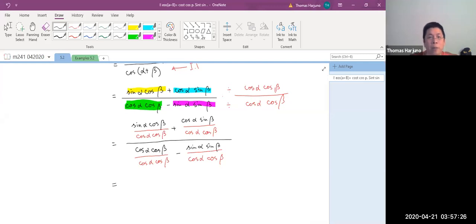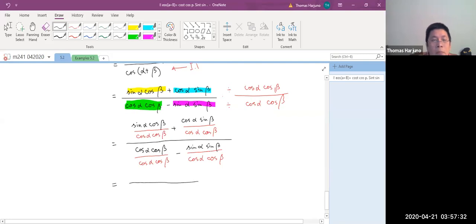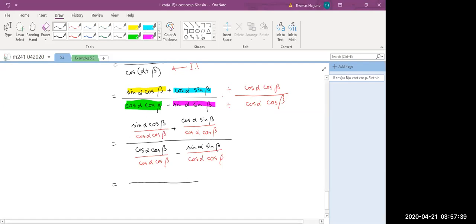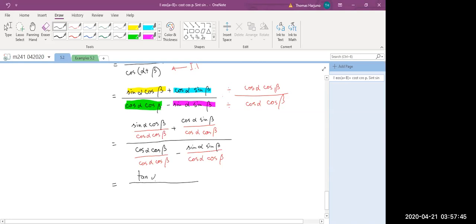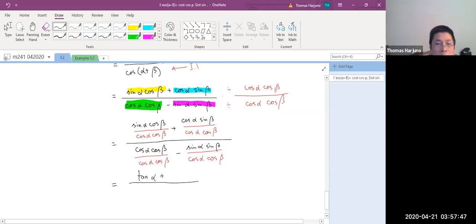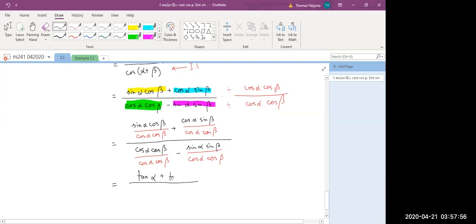Once you're done copying that down, you see what happened on the top left. On the top left, what canceled? Cosine beta. So we have only sine alpha over cosine alpha, which is tangent alpha, plus the top right becomes tangent beta.